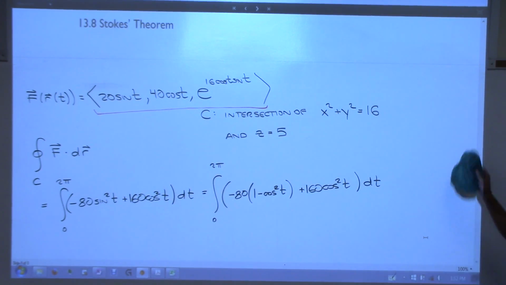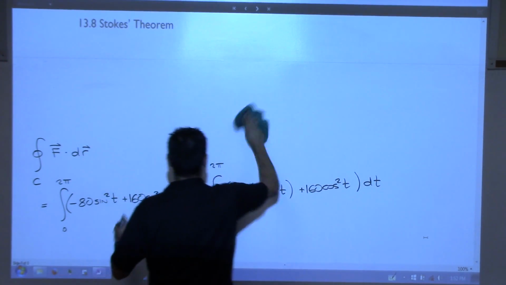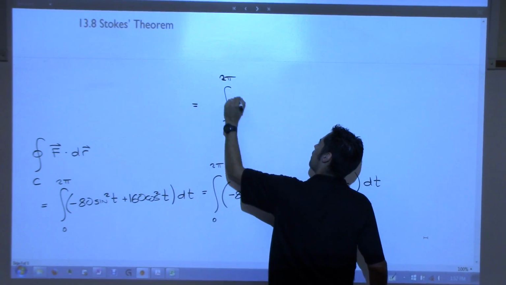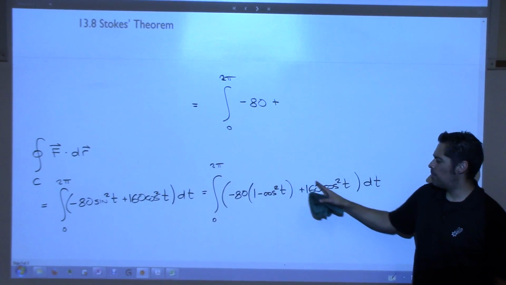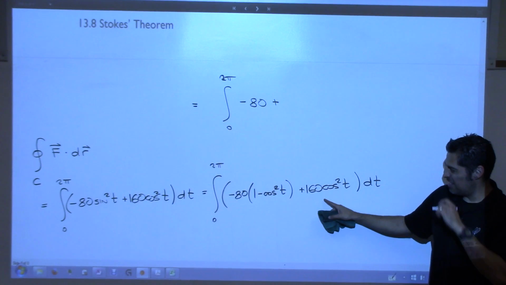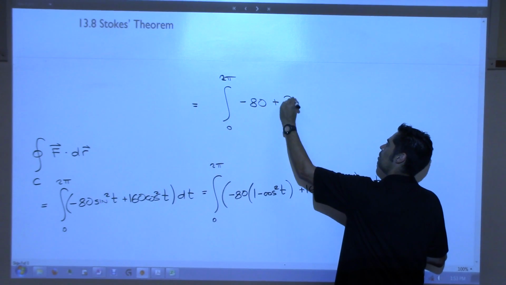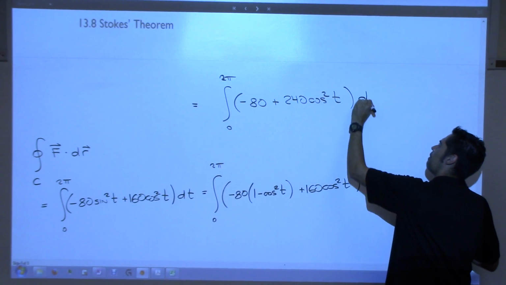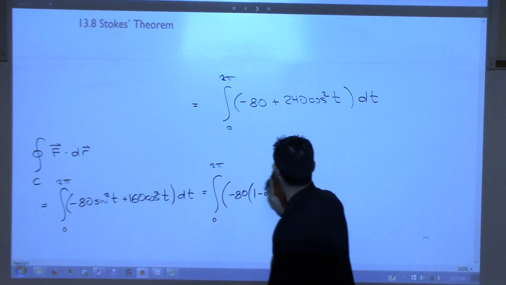And now pass your negative 80 through. And what would you get next? Integral 0 to pi negative 80 plus what? 80 cosine squared t plus 160 cosine squared t, which is 240? 240 cosine squared t dt. Still good? All right, what do we do when we're trying to integrate cosine squared?